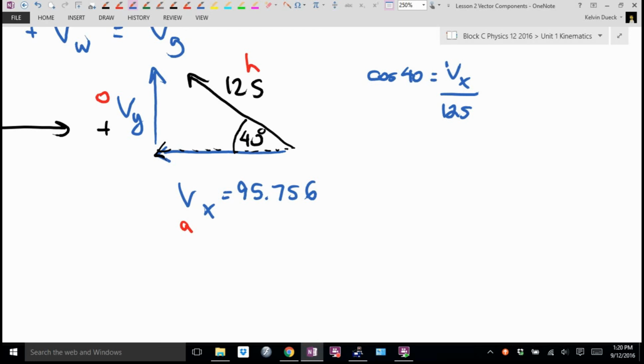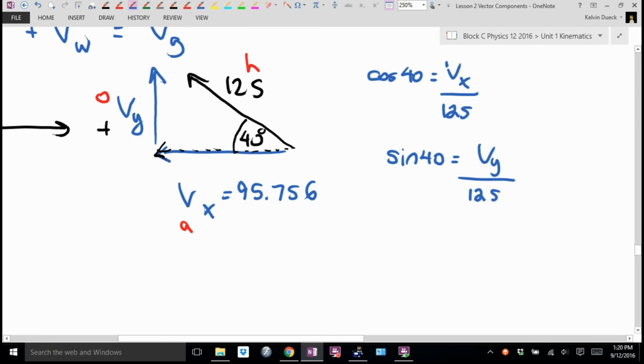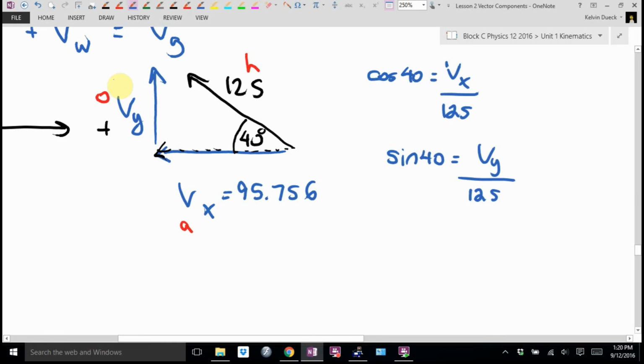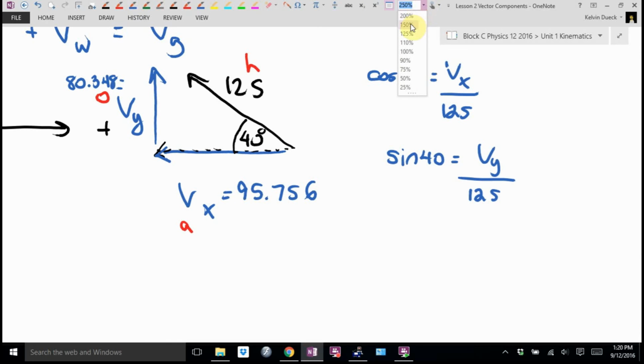Which trig function can I use to find Vy? Sine of 40 equals Vy over 125. I can go straight to my calculator. On a test, I would never do it this fast. And I get Vy equals 80.348. And now I've got to zoom back out again. Boom.